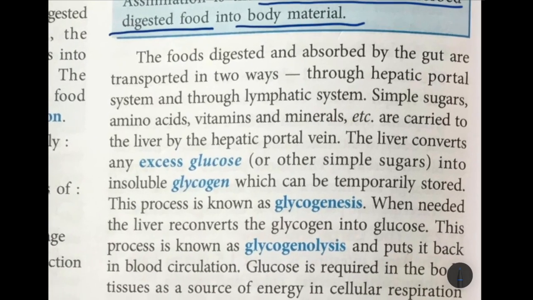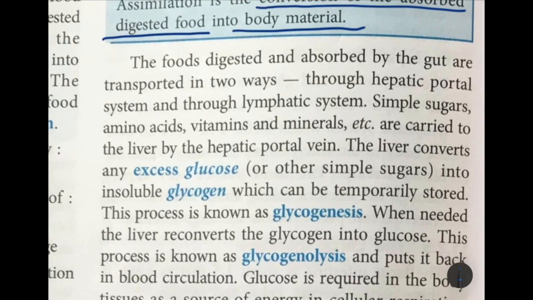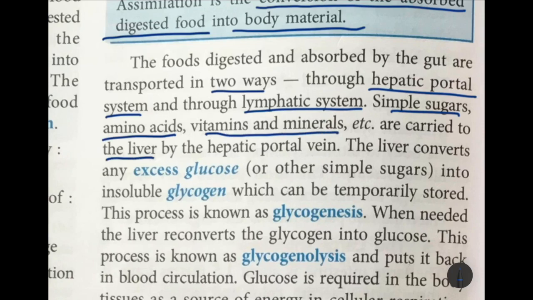in the body. The food digested and absorbed by the gut is transported in two ways: through the lymphatic system, and through the hepatic portal system. Simple sugars, amino acids, vitamins, and minerals are carried to the liver by the hepatic portal vein.